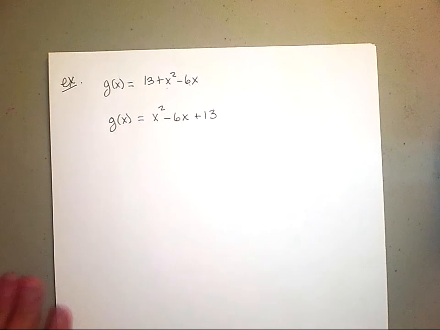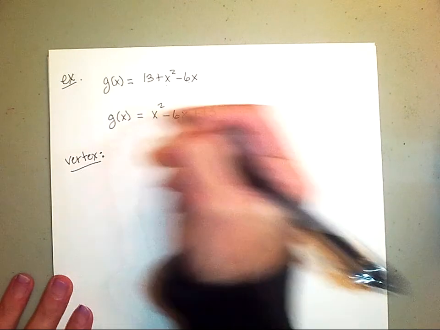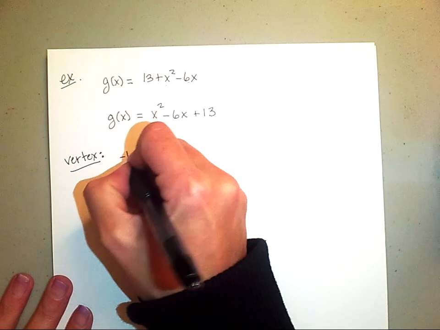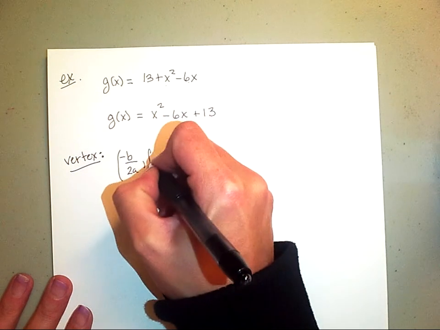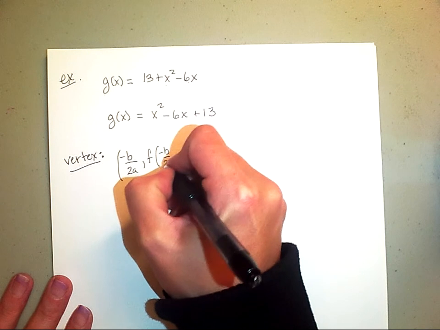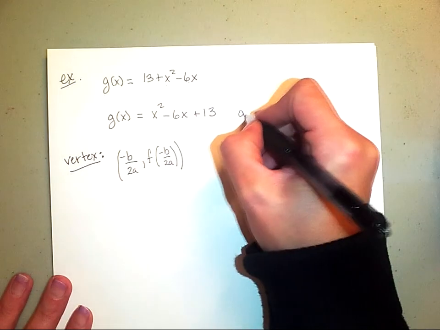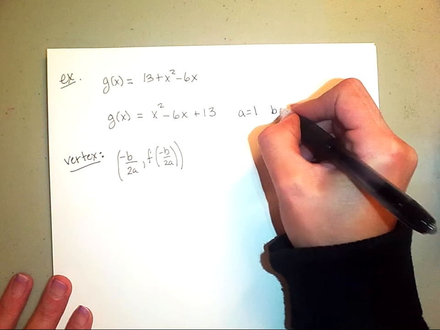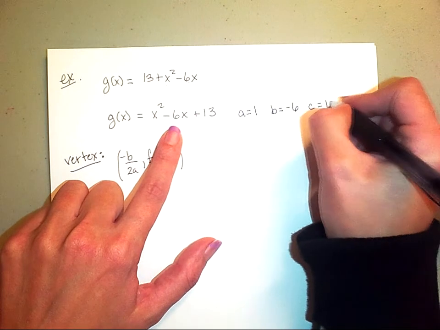Okay. Now, if we just had to find the vertex to this, remember that the vertex will come in the form, it's an ordered pair where the x is negative b over 2a, and the y is the function evaluated at negative b over 2a. Okay. So in this case, a is equal to 1, b is equal to, because of the subtraction, negative 6, and c is equal to 13.